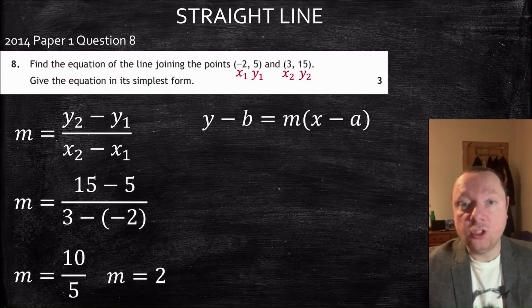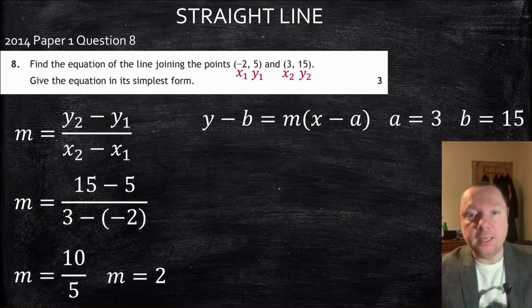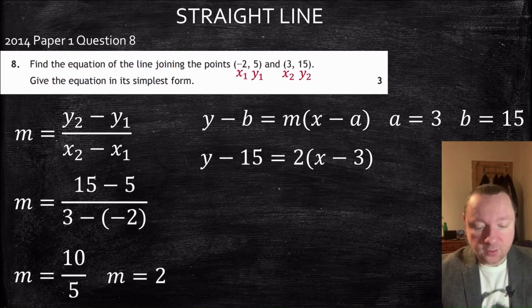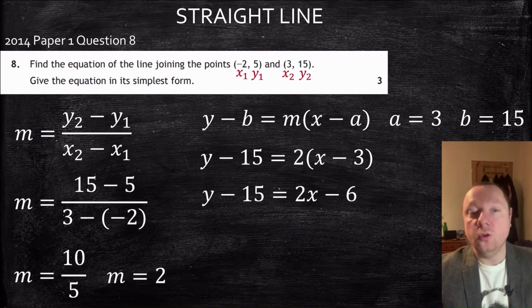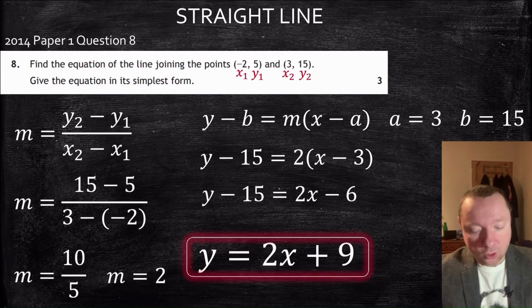Equation of a straight line. Y minus b is m(x minus a). Pick a point. 3 and 15 is the easiest one because they're both positive. So a is 3, b is 15, y minus 15 is 2(x minus 3). Expand the bracket. Y minus 15 is 2x, take away 6. Add 15 to the right-hand side then, because it's negative, so it becomes positive when it moves over. Y equals 2x plus 9. 15 take away 6 is 9.